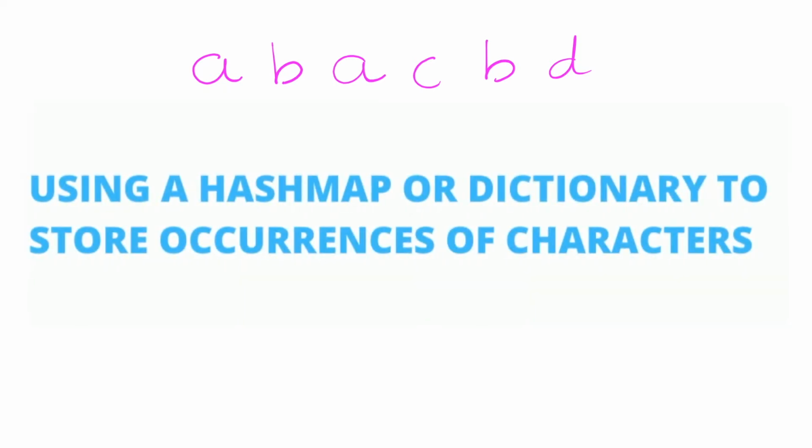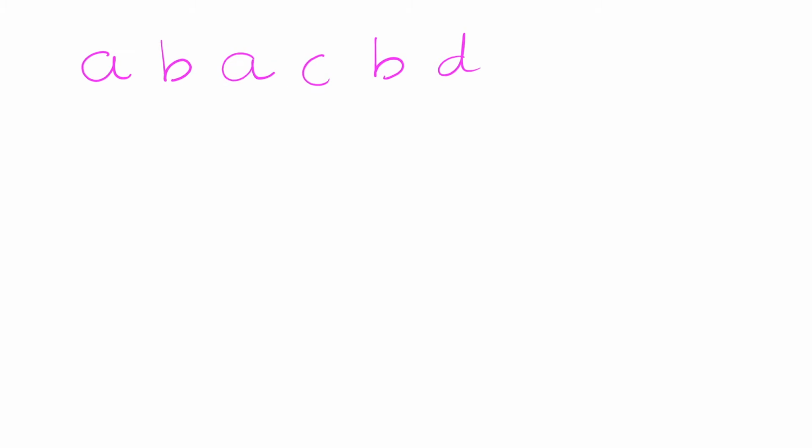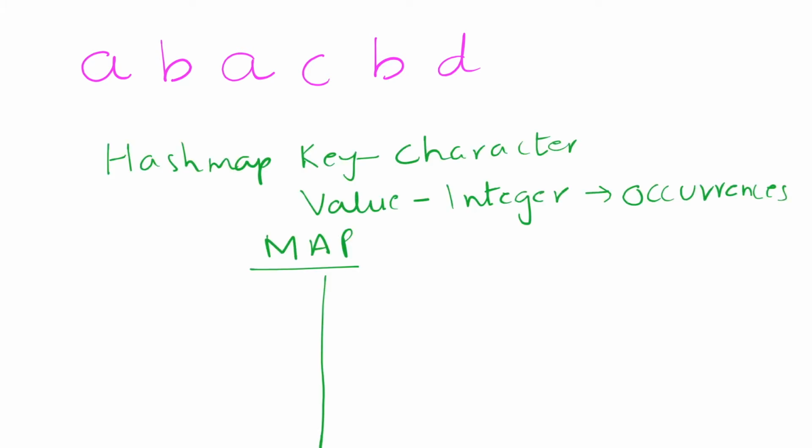First one is using a HashMap or dictionary to store occurrences of characters. Because the HashMap allows us to store key value pairs, we can use it to store the character as the key of the HashMap, and the value would be the number of times that character occurs in the input string. So let's build the HashMap using the input string.